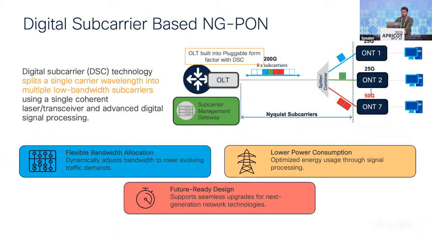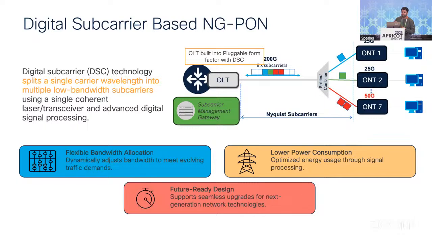Right, and there's one more thing that Mark also spoke about, which is the digital subcarriers based NG-PON, where essentially, let's assume you are having a 200G link, and you can have multiple subcarriers on top of that, which can be dynamically allocated. Suppose we have an optical splitter of 1:8 ratio, and we have a total of 7 users that are essentially using these subcarriers.